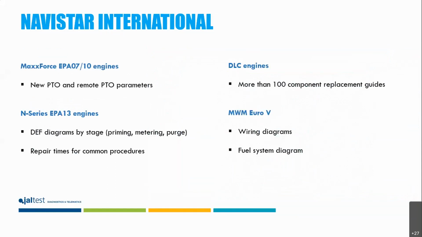For the MaxxForce EPA 07 and 10 engines, we got new bidirectionals like the PTO and remote PTO parameters, and also more diagrams, replacement guides, and repair times for other engines such as the DT in series EPA 13 or the MWM Euro 5.